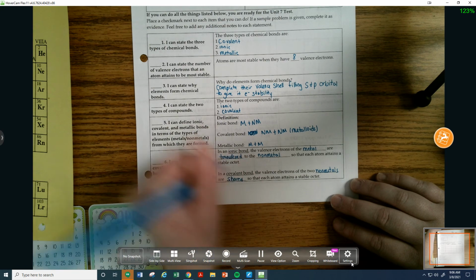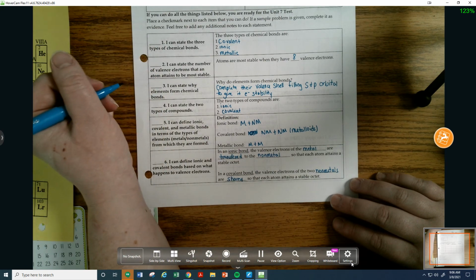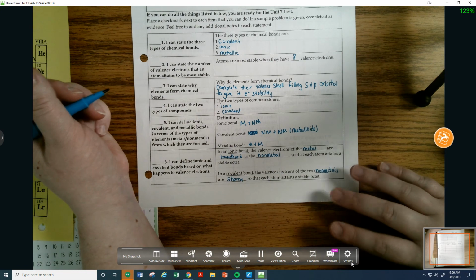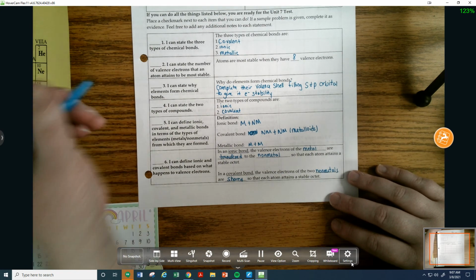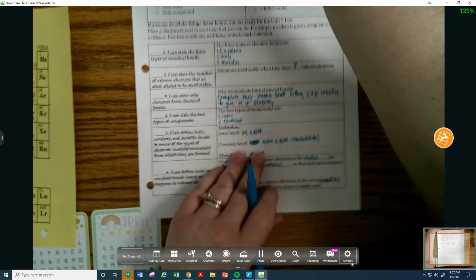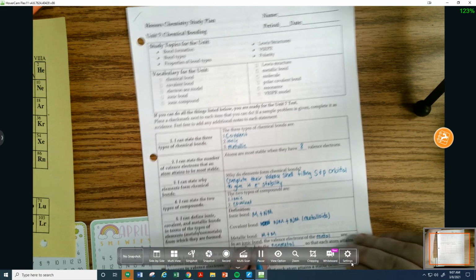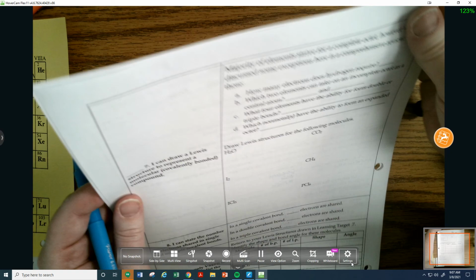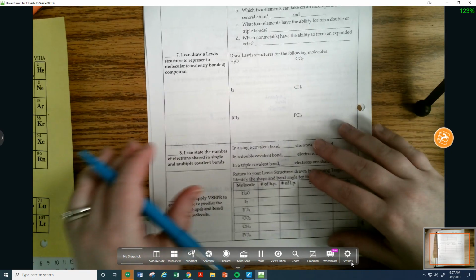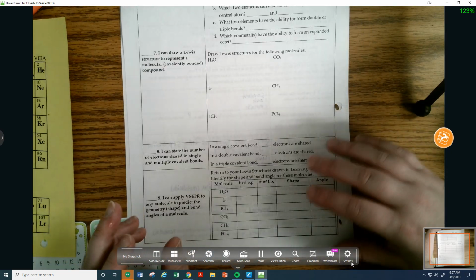So it goes back to number 3 on the whole reason why chemical bonds form. It's because of the wanting to get that electron shell filled with its octet, meaning the S and P are filled. So those are the majority of topics from 7.1.